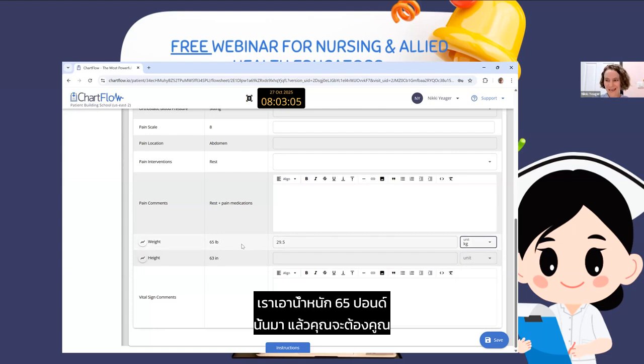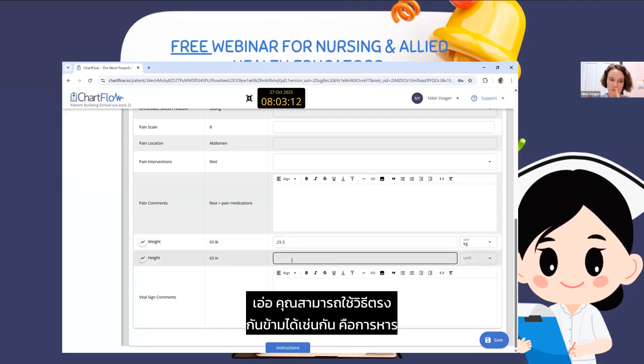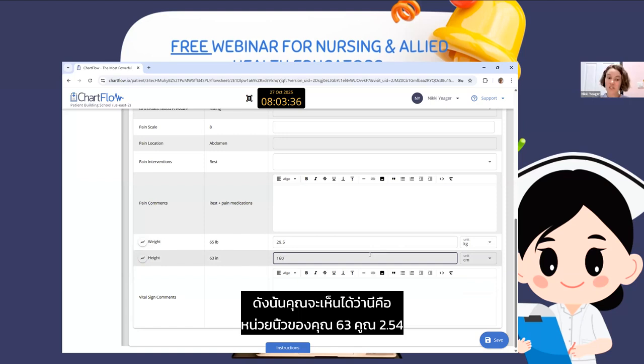We took that 65 pounds and you are going to multiply it by 0.453 kilograms. You can also go the other way and do the division. Okay, we also have your height here was originally in inches. A lot of times it'll be feet and inches. We're going to convert this to centimeters, so metric system. And same thing here, we're going to put in the centimeter measurement, which would be 160.02. I'm going to round to 160. So you can see in this, and that was just your inches, 63 times 2.54.